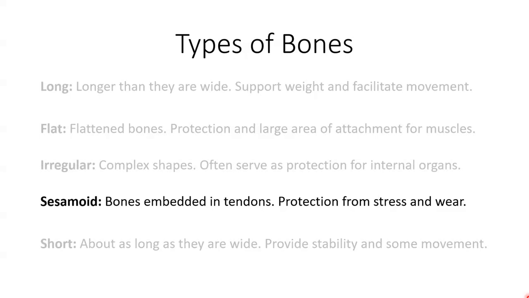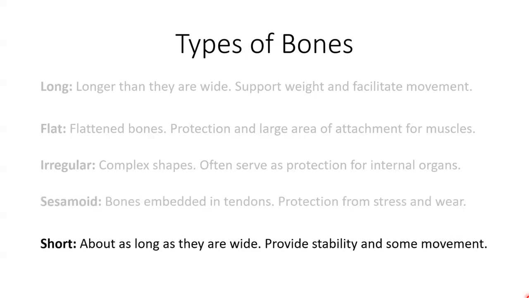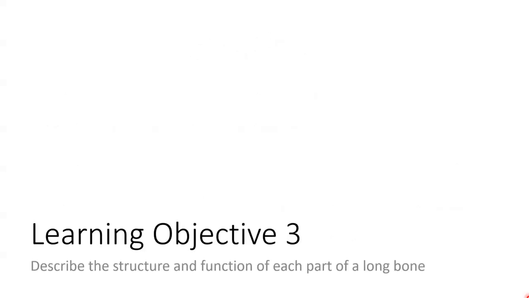Sesamoid bones are embedded in a tendon. They protect that tendon from wear and tear. Short bones are about as long as they are wide. They provide stability and a small degree of movement.